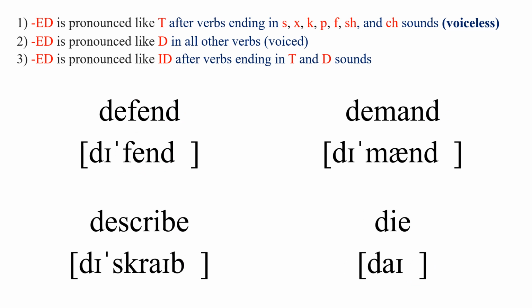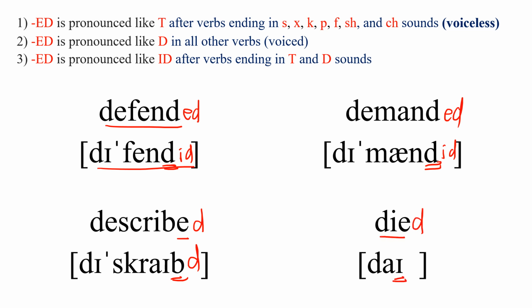Defend. So D ending, so put ED. So we make an extra syllable. Defended. Demand. Demand, put ED. And D ending becomes an extra syllable. Demanded. And describe. E ending, so put D on E. B is voiced, so it becomes D. Described. And die, E ending, so D on E. And vowel, so this is voiced, so it becomes died. Defend, defended. Demand, demanded. Describe, described.